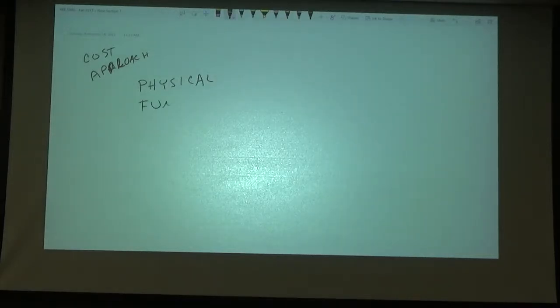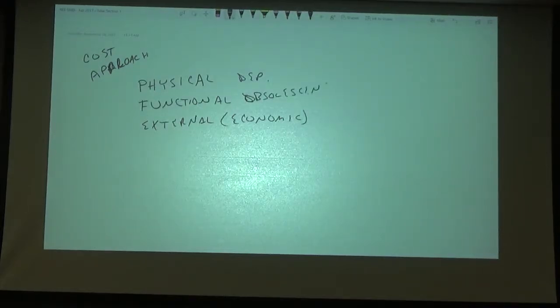functional, and external or economic depreciation. Okay? Physical depreciation, functional, basically obsolescence, and basically external or economic depreciation.